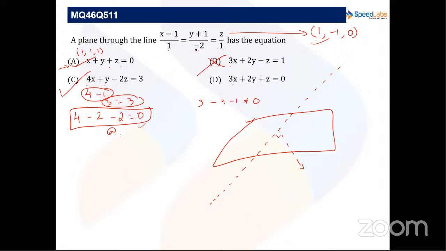Moving to this one, 3 minus 4 plus 1. This value is coming out to be 0. Now let's check for the point. 3 minus 2 plus 0. Is this value coming out to be 0? No, this is not coming out to be 0. So this is not the correct option. So our correct options are A and C. So if you do it like this, it will hardly take 1 minute, 2 minutes maximum.